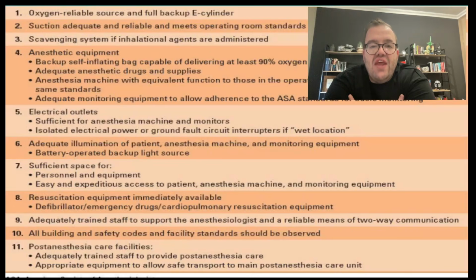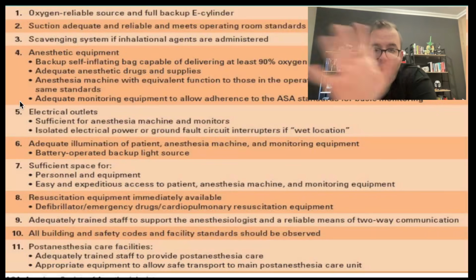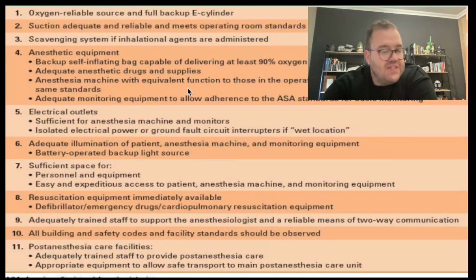And you have to have adequately trained staff. The building itself must be safe, which is a problem in some of our older buildings in South Africa. And you must have a proper PACU with a recovery area with adequately trained staff. So everything that I've said here is not different at all to what you would expect in a theatre. It's exactly the same.